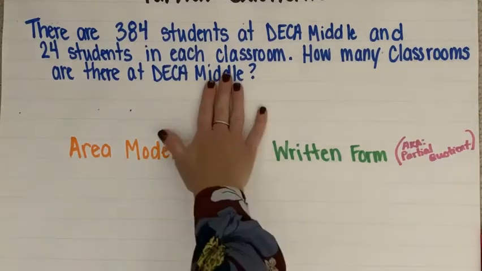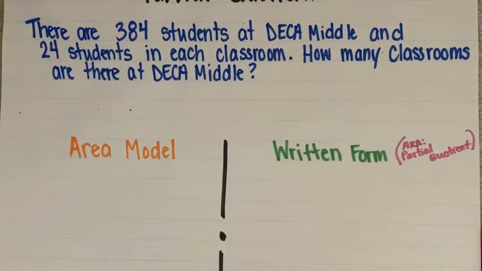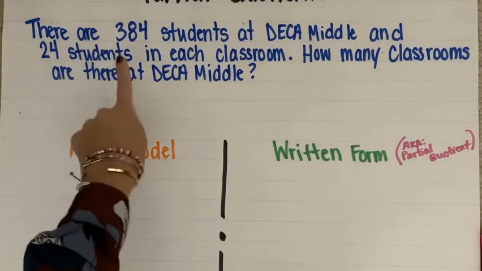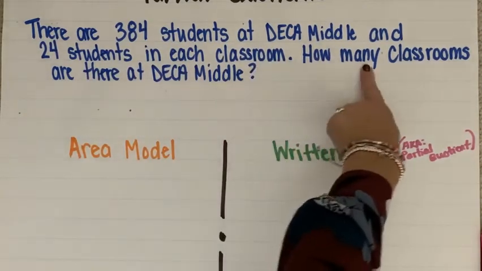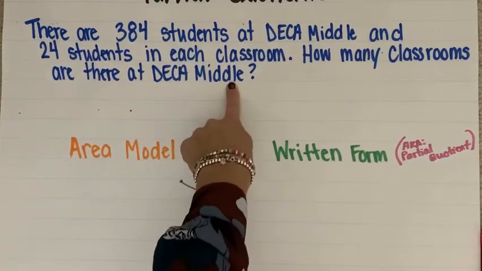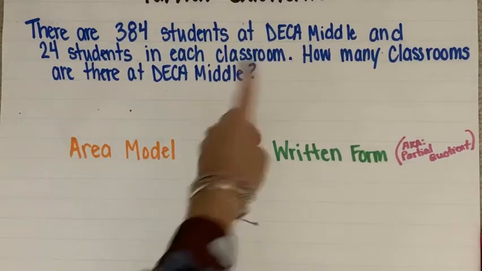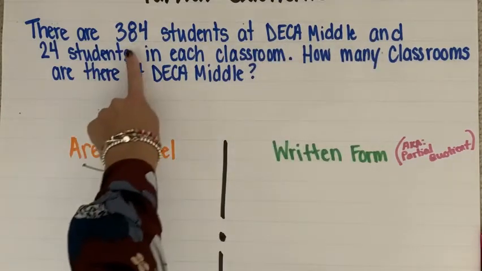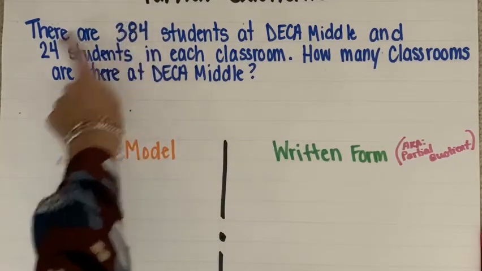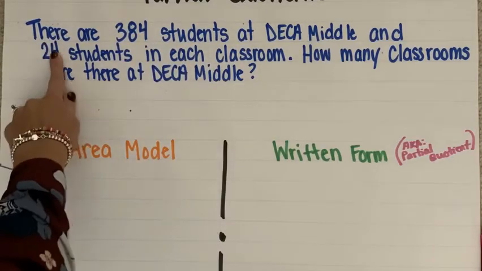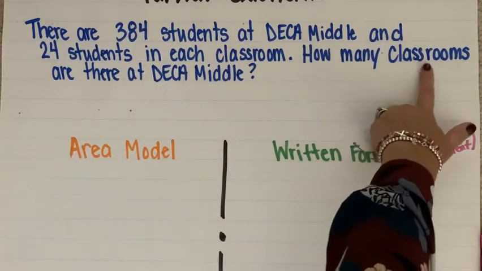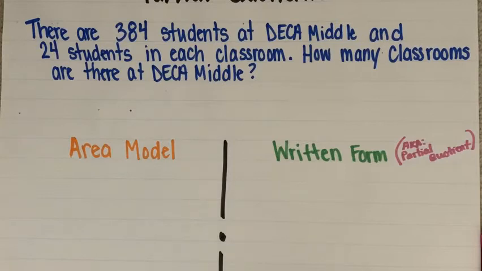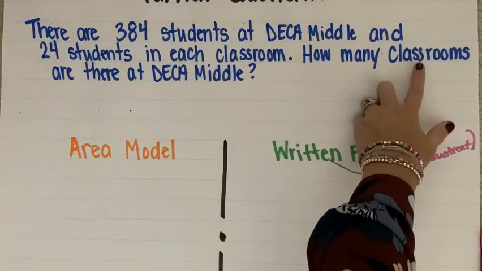All right, so I did give a word problem to give us some context to what our division problem is going to come out to be, so that you understand where the numbers are. There are 384 students at Decca Middle and 24 students in each classroom. How many classrooms are there at Decca Middle? Now you can think to yourself what it's about. It's about students at Decca Middle, and there's 384, so that's my total. And in each classroom, there's 24. But we're trying to find how many classrooms there are. Now, classrooms are our groups. So this is that measurement type of division problem where we don't know how many groups.